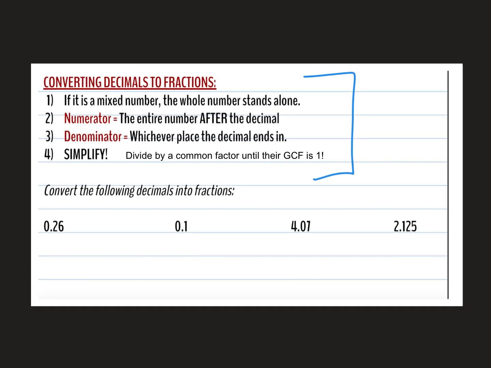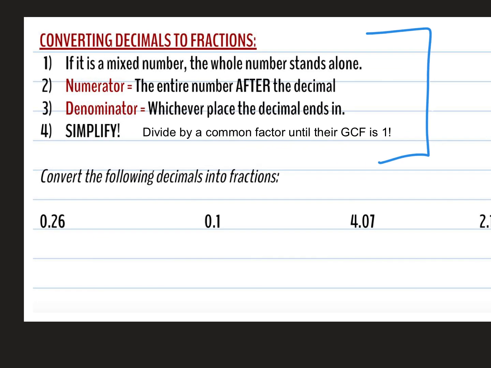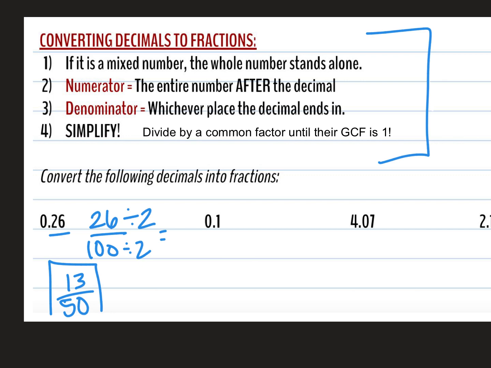So our first one here, we don't have a number in front of the decimal. So we just have the 26, which becomes our numerator. And our denominator, it ends in the hundredths place, so our bottom number would be 100. Now we're going to simplify, find what they both can be divided by, which I know is 2 because they're both even. 26 divided by 2 and 100 divided by 2. That's then in simplest form.